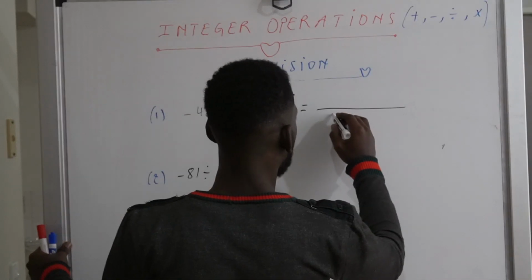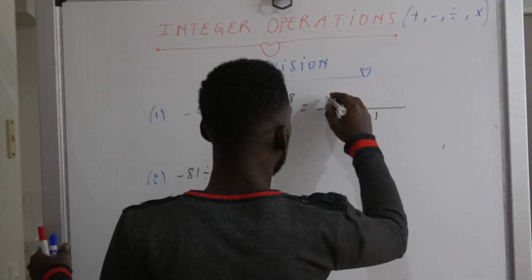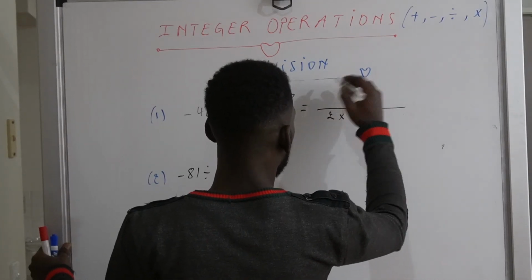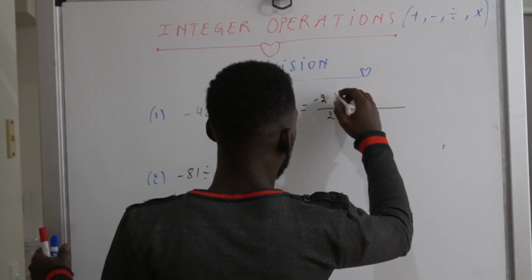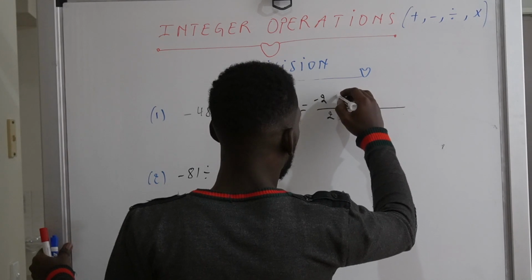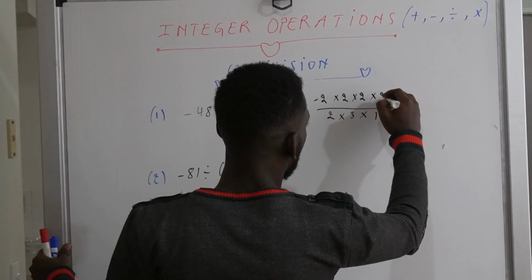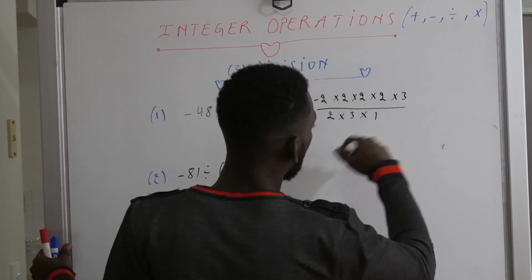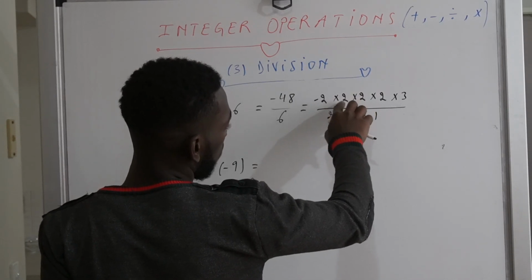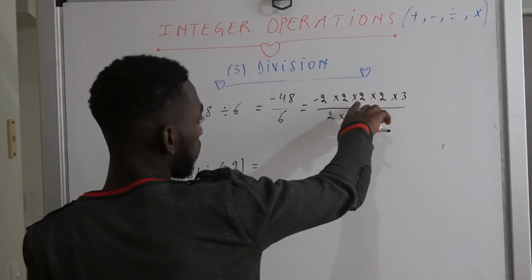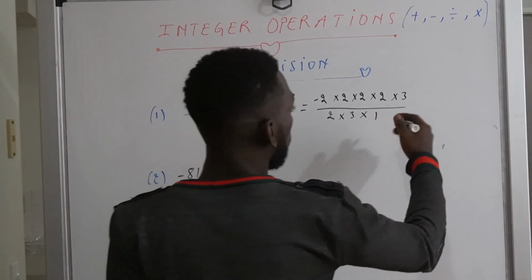So here we know that 6 is the same as 2 times 3 times 1, and the next one is we're gonna have negative 2 times 2 times 2 times 2 times 2 times 3, right? So negative 2 times 2 is negative 4, negative 4 times 2, negative 8, negative 8 times 2, negative 16, negative 16 times 3 is 48, right?